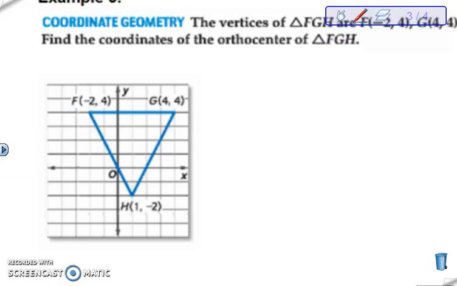So we know that this is the point where all of the altitudes meet. So if we're looking for it, the first thing we probably want to do is draw an altitude as best we can. And if we notice the top of this triangle FG is just going horizontal, so the altitude to that would have to be a vertical line, and it's got to come from point H.